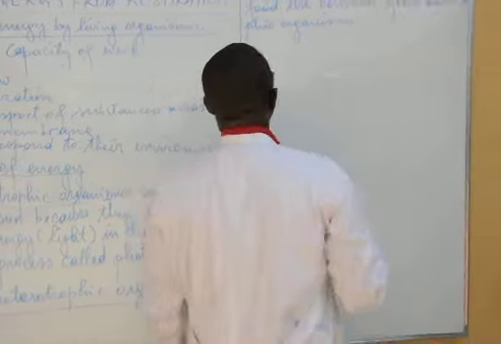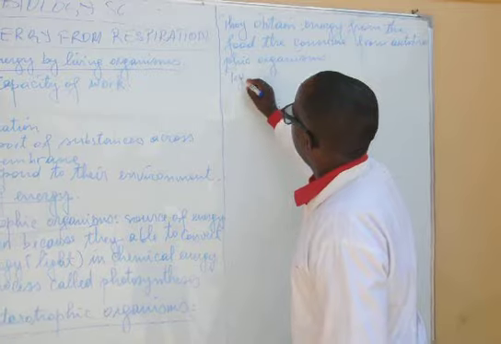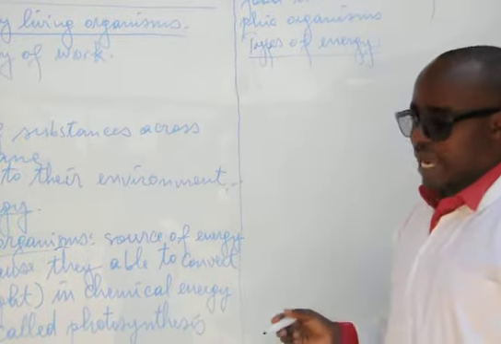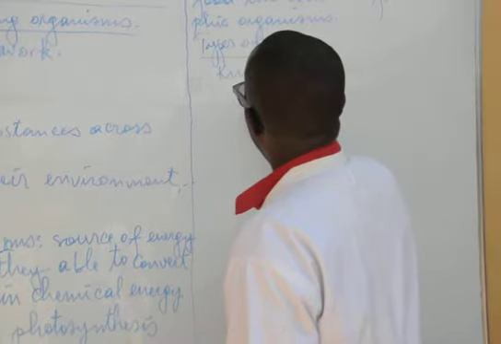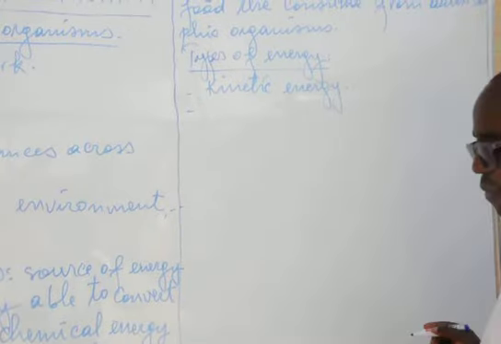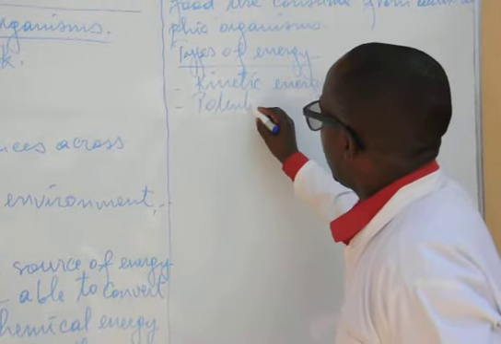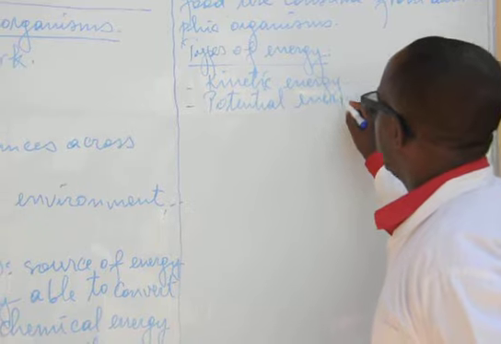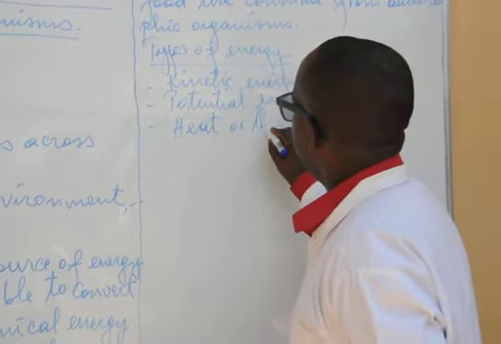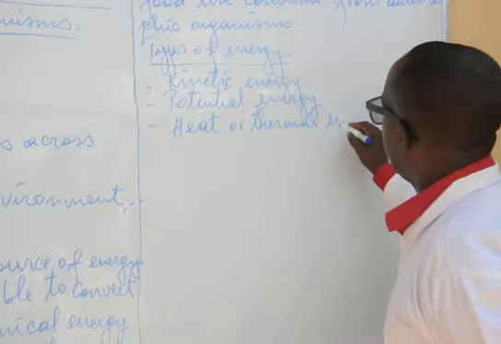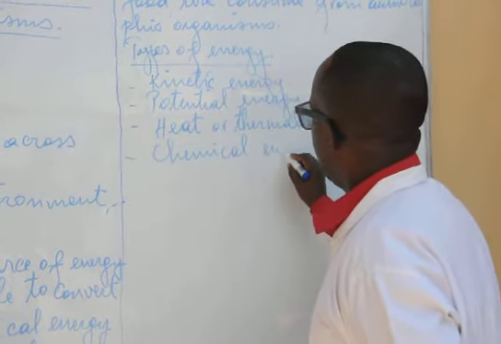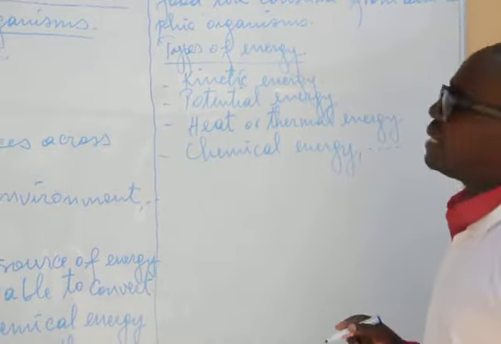Now, what are the types of energy? We have kinetic energy, potential energy, heat or thermal energy, chemical energy, and so forth. The list is very long.